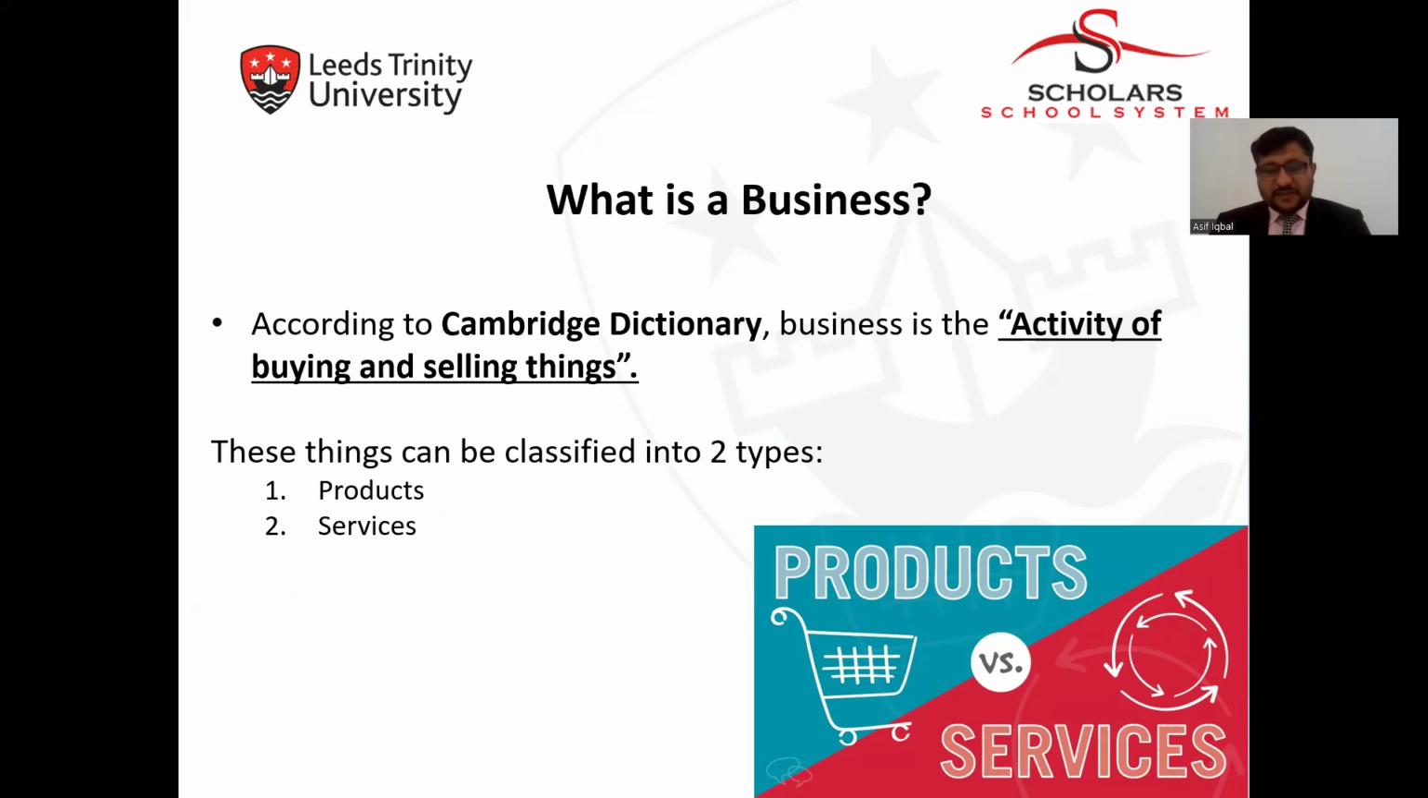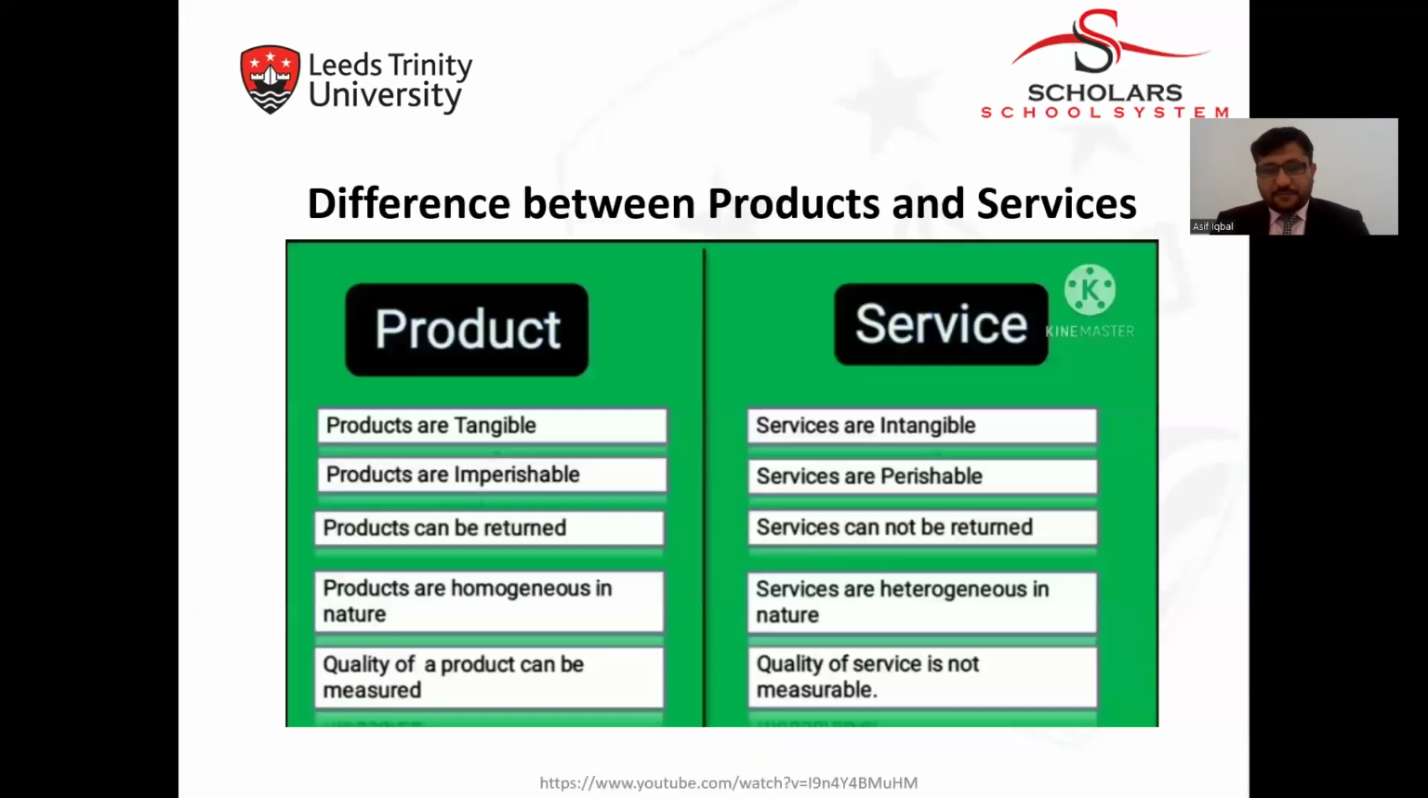If you look at the slide, these things can be classified into 2 types, products versus services. So we will go into more detail on products and services in the next slide. Difference between products and services. If you look at the slide, product is on one side and services on the other side.